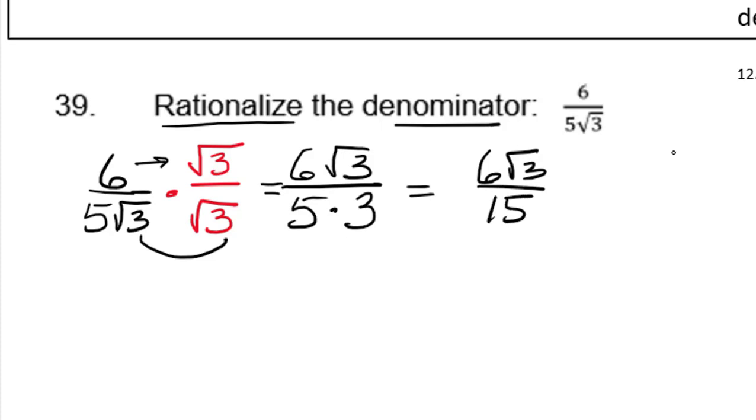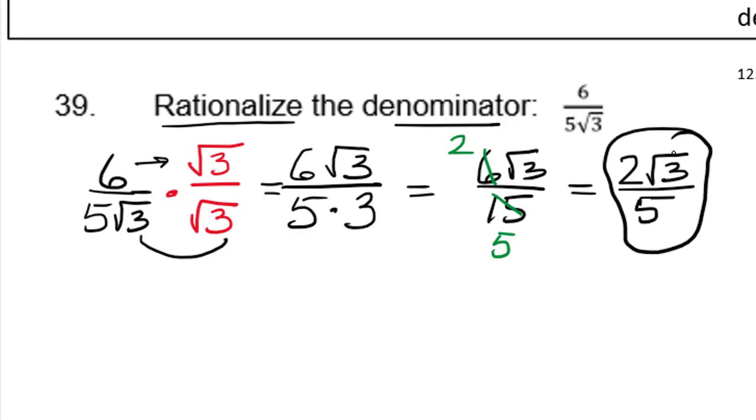But anytime you are working a problem that has a fraction in the answer, you need to make sure you reduce it completely to lowest terms. What goes evenly into 6 and 15? Well, 3 does. 3 goes into 6 twice, and 3 goes into 15 5 times. So this is equivalent to 2 root 3 over 5. Now 2 and 5 are both primes. They definitely have no factors in common other than 1. So we've reduced to lowest terms and we're done.